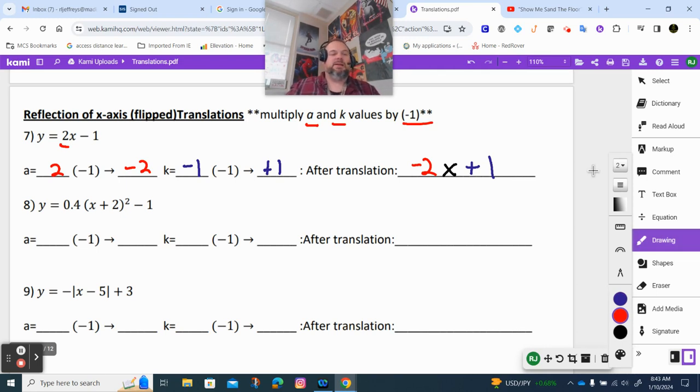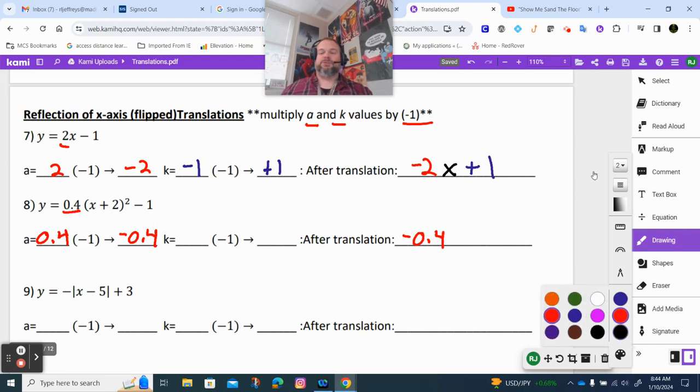All right. Let's do number 8. Same way, we're going to tweak it just a little bit. Our A is 0.4. What is 0.4 times -1? Negative 0.4. So I'm going to go ahead and write that over here. Our K value is -1. -1 times -1 is a +1.